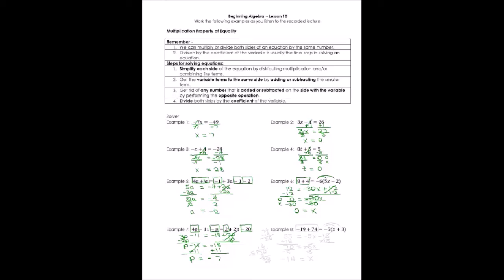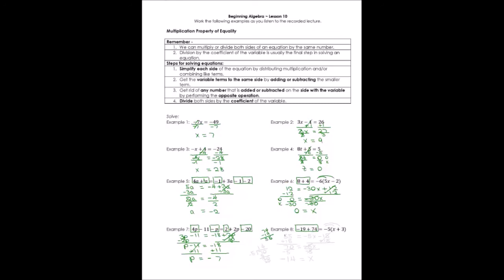Let's take a look at number 8. First, we can combine terms over here on the left. I've got negative 19 plus 74. Well, it's the same as 74 minus 19, but I might need to write that down so that I don't make a mistake because I don't have a calculator. So I've got 14 minus 9 would give me a 5. I borrowed, so it's 6 minus 1, 55.